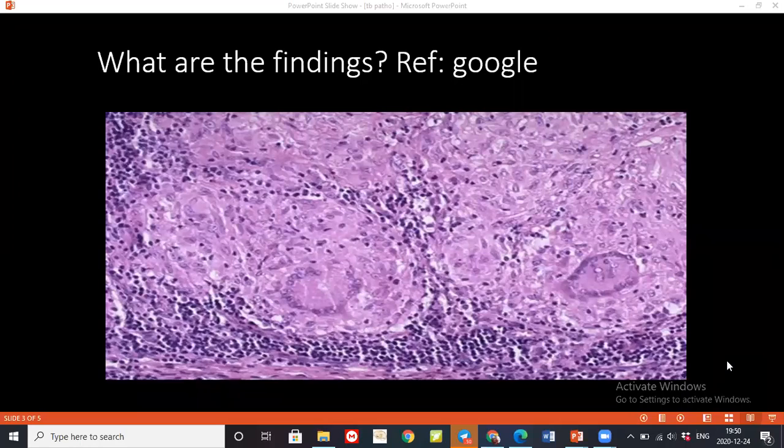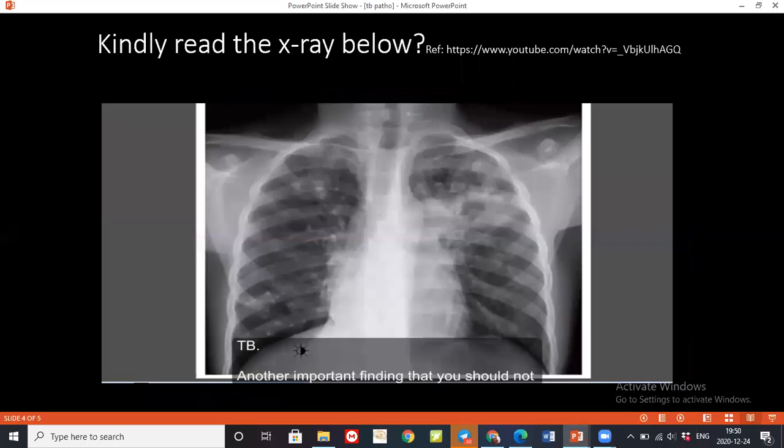Should I continue? Yes, please. Okay. So they are diagnosed mainly by staining and with a PCR test to differentiate different types of TB, and also use of a Mantoux skin test.